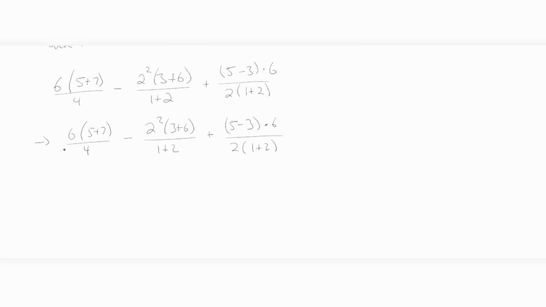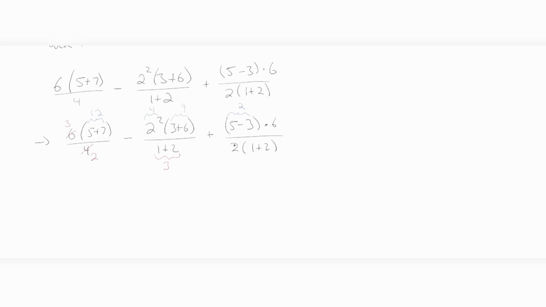Here, I can simplify these two factors, 6 over 4, because again, that reads as a single term in the numerator and a single term in the denominator. So I'm simplifying these factors. At the same time, I'll just compute 5 plus 7. Also, that 2 squared, I know that's 4. That 3 plus 6, I know that's 9. And here in this denominator, 1 plus 2, I know that's a 3. 5 minus 3, I know that's a 2.